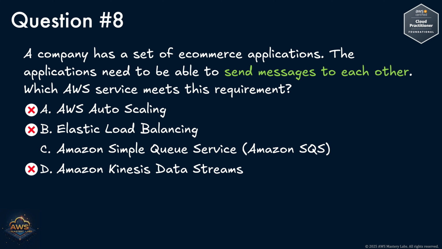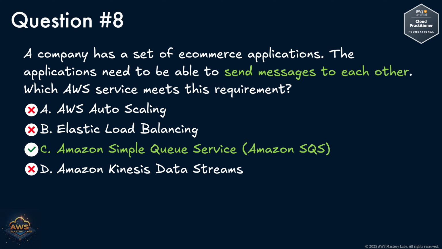Option D, Amazon Kinesis Data Streams. Kinesis is a managed service designed for real-time streaming of large volumes of data for use cases like analytics, telemetry, or log processing. While technically it enables one system to send data to another, it is optimized for high-throughput, real-time data ingestion, not for simple decoupled messaging between services. Incorrect, because it is powerful for streaming data analytics, but overkill and unsuitable for standard message passing.